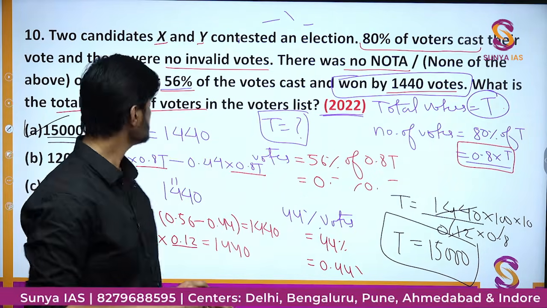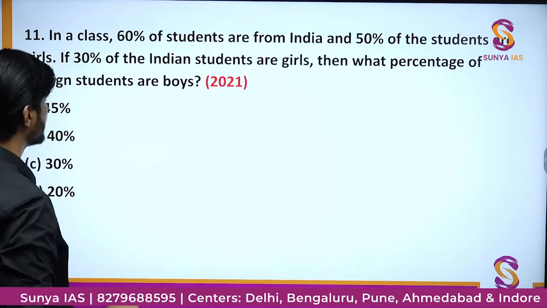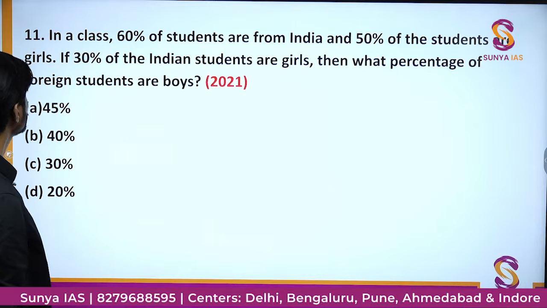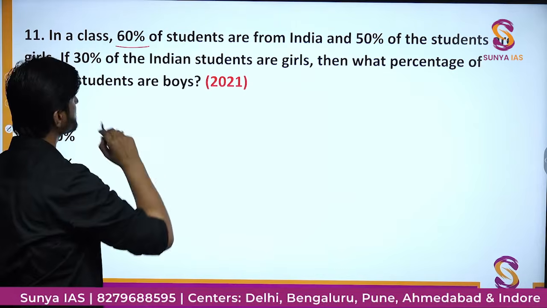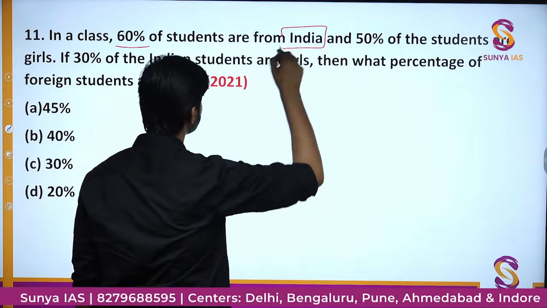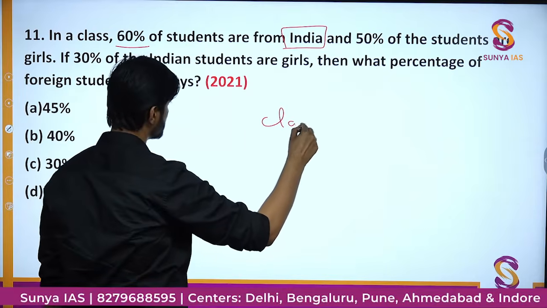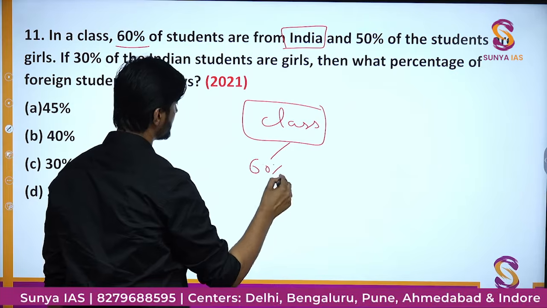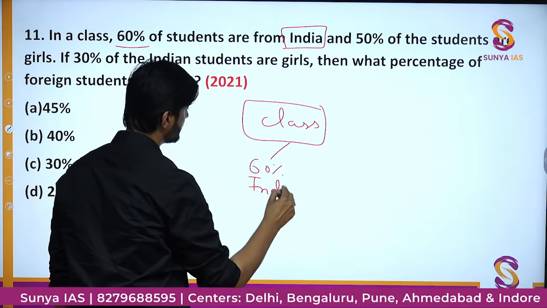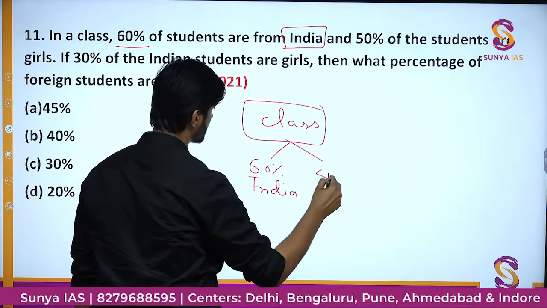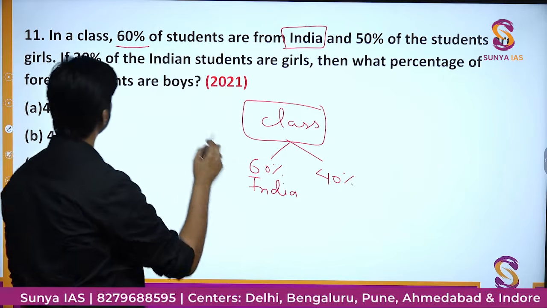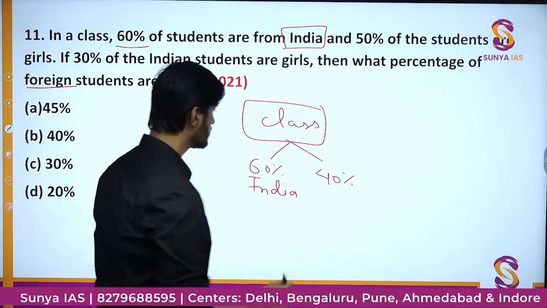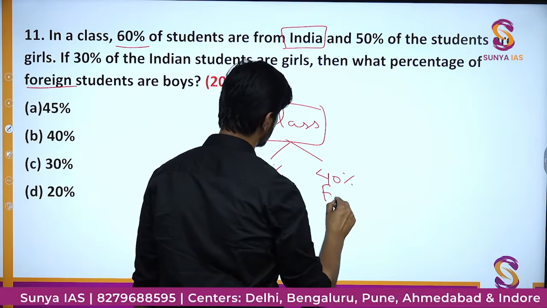So this is question number 11. Let us read it. So there is a class in which 60% students are from India. So in this class, suppose this is the class, and if 60% are from India, then what the other 40% are? They will definitely be who? They will be foreigners. It is written here in the second part. So the remaining 40% are foreigners.